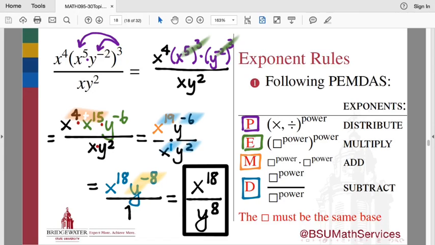So that's a quick flyover of the different properties of exponents and how we can use them to simplify an expression. Not every problem is going to be this complicated, but this one kind of illustrates all the different ways in which these things work.